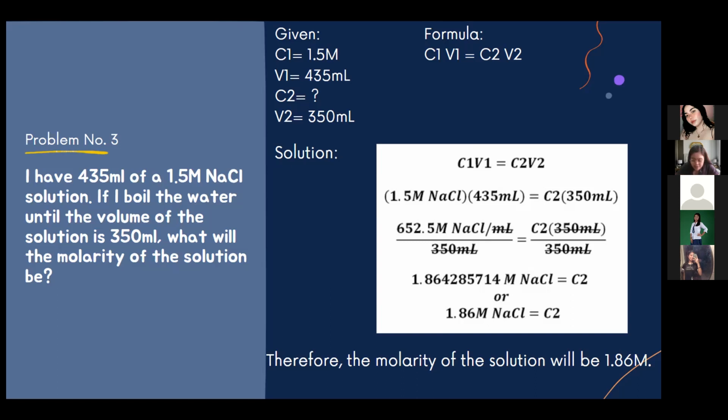This is the process of making a more concentrated solution. So we decreased the volume, so definitely the molarity will increase. But nevertheless, this is still correct, class. 1.86. Yes, I accept it. Okay, questions for number 3? Anything? Any clarification? None? So let's have number 4.